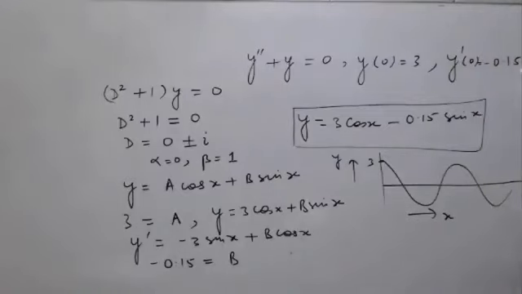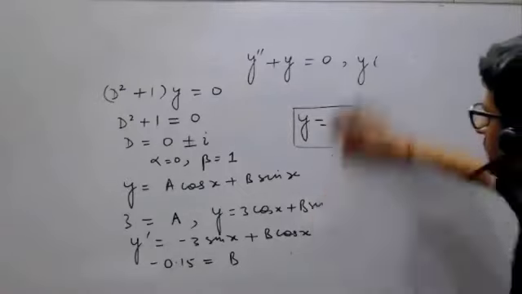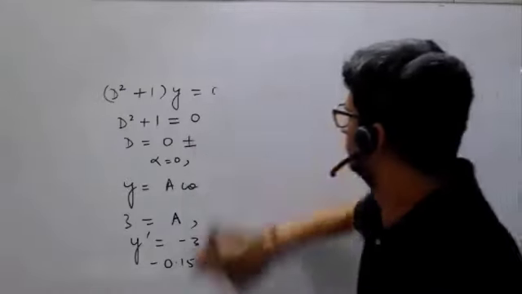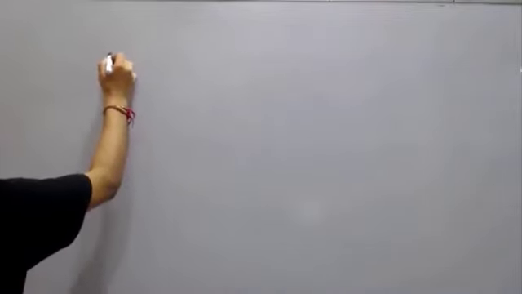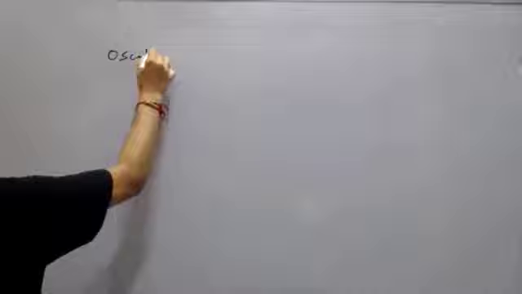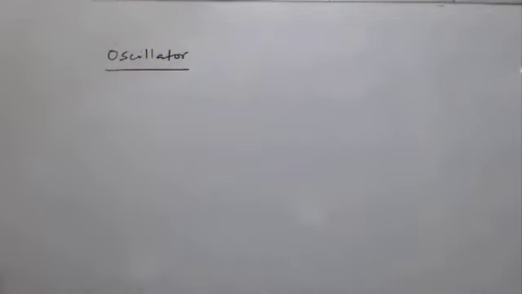So I am erasing this, just to tell you that a very good example of the homogeneous equation can be the mechanical oscillator. So see, what are the elements in a mechanical oscillator?